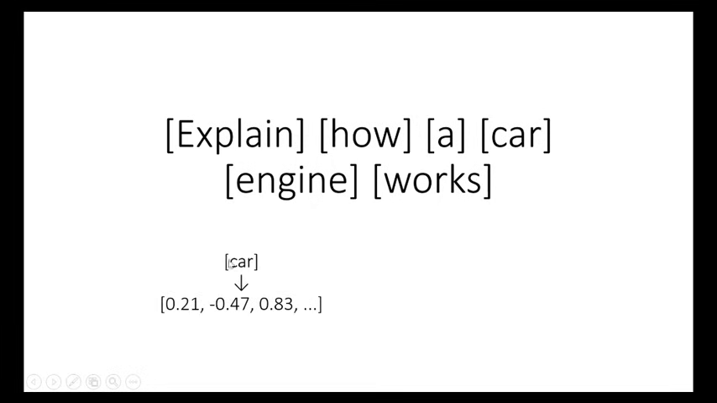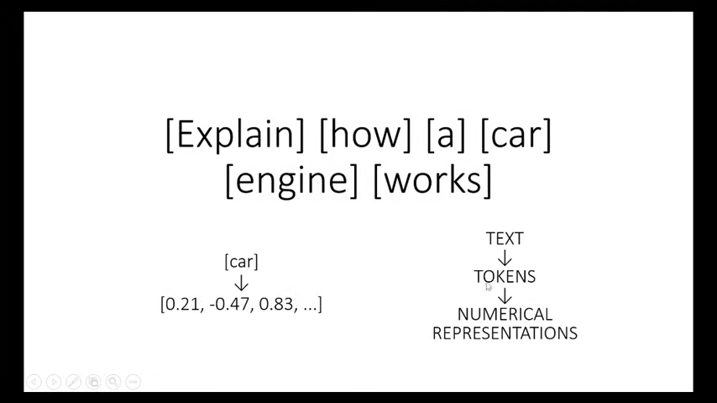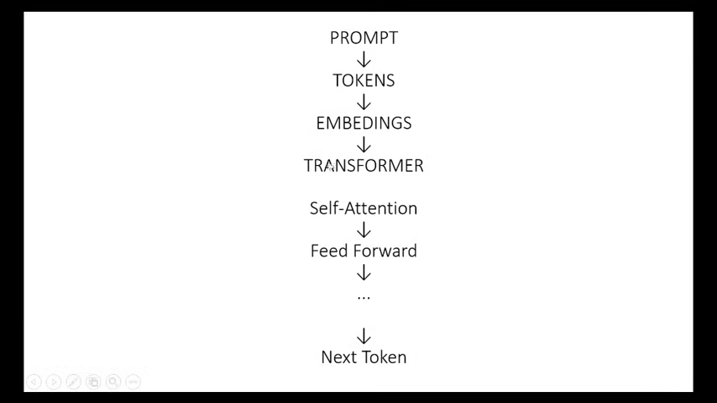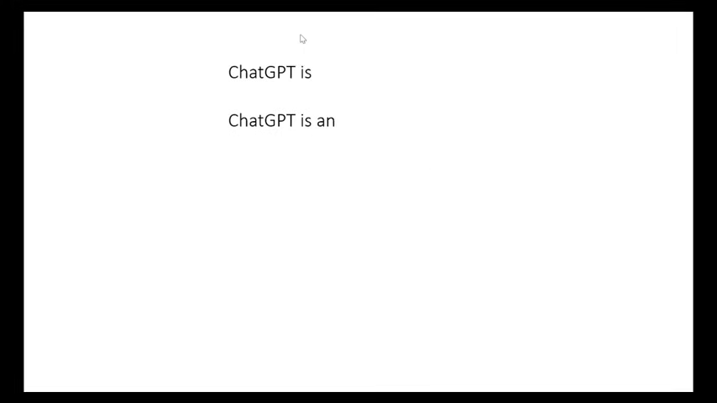The text is first broken into tokens, and those tokens are converted into numerical representations that the neural network can process. Those representations are then processed through the transformer: prompt, tokens, embeddings within transformer, self-attention, feed forward, and so on. Inside the transformer, attention helps the model understand how the different parts of your prompt relate to each other. After processing the context, the model predicts what token should come next. It then predicts another token and another repeatedly until it has generated the complete response.